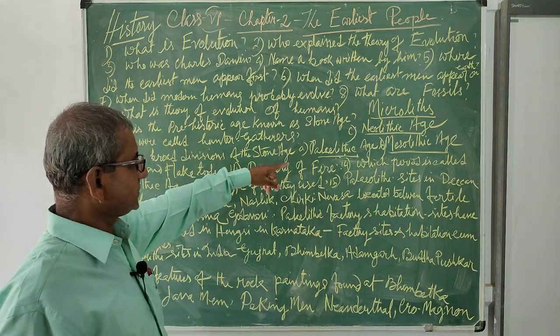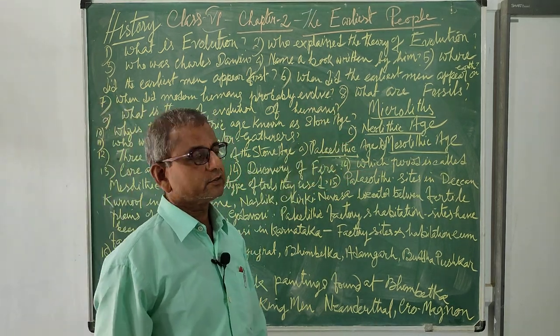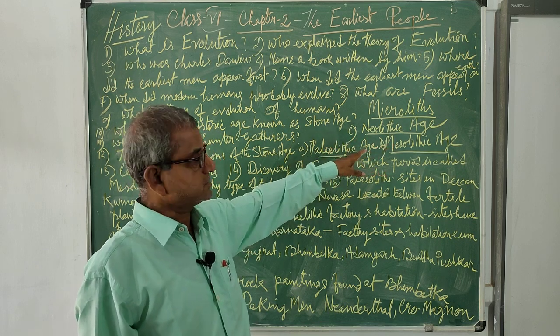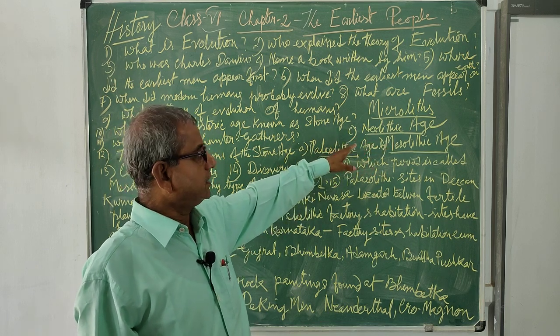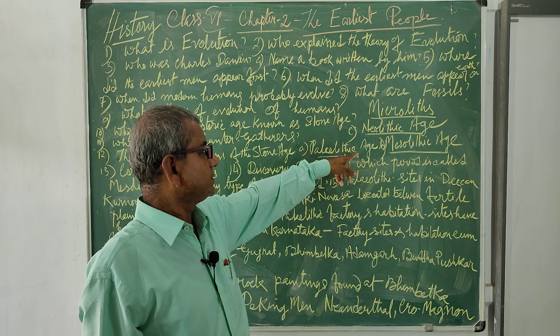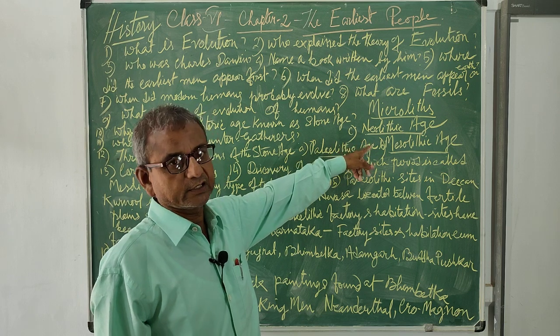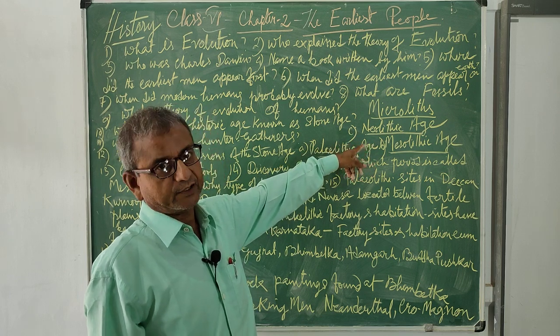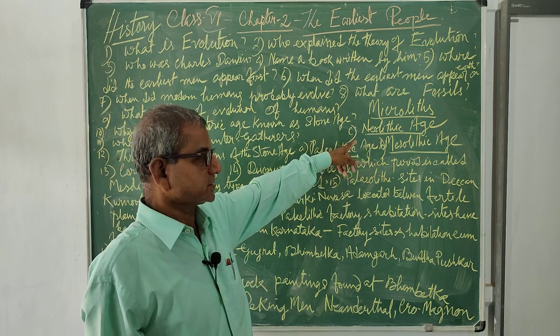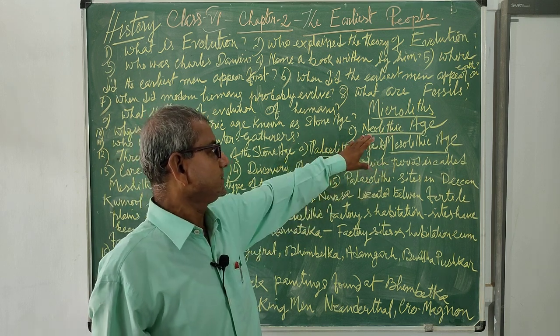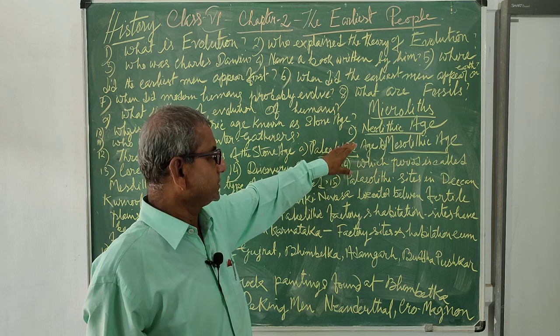And now the Neolithic age. Neolithic age is the new stone age. People in this age learned gradually, they invented the wheel, agriculture or farming, and many other similar discoveries were made. Their tools were much sharper and polished.